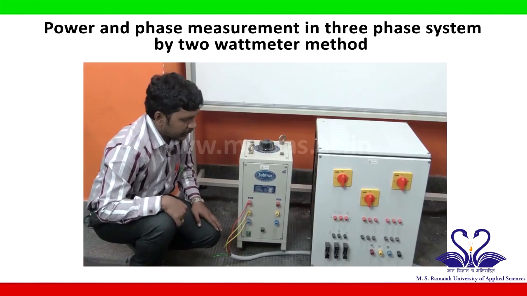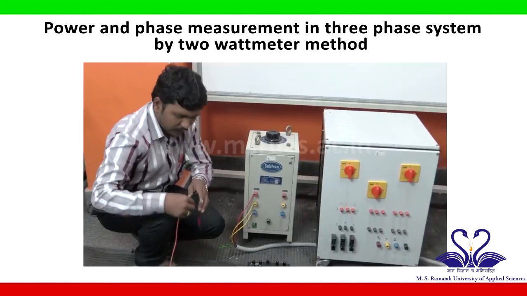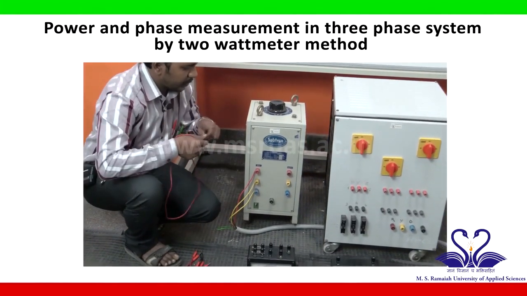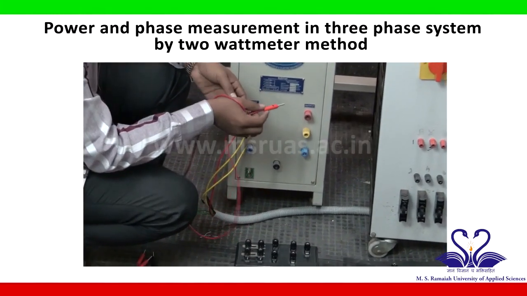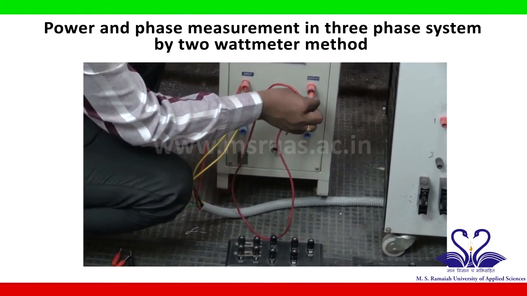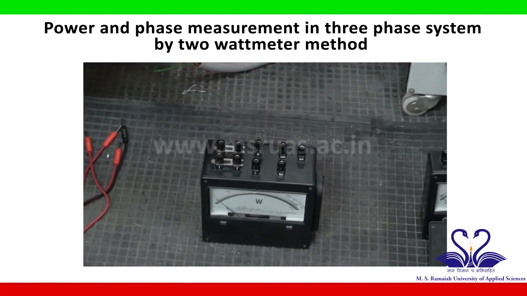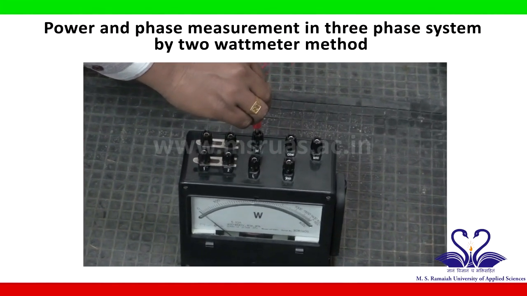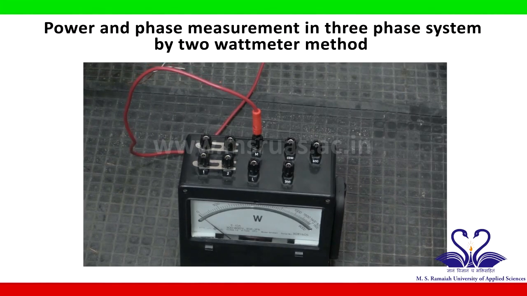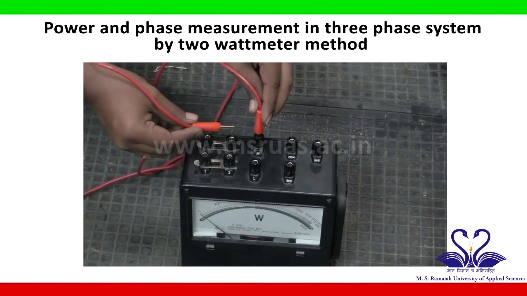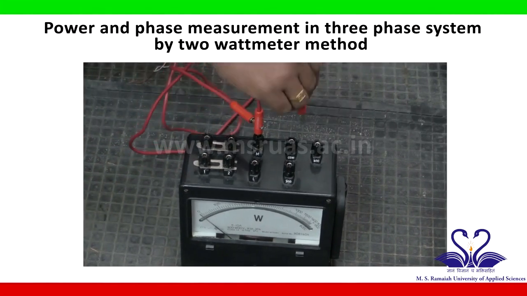Let us make the connection of the given circuit. Now first let us make the connection for the R phase. From the output of the auto transformer, you have to take one connecting wire for the R phase to wattmeter M. Now short M and C terminals of the wattmeter, where C is the common.